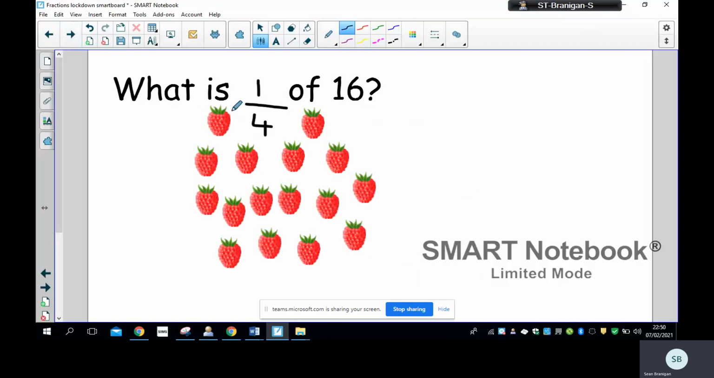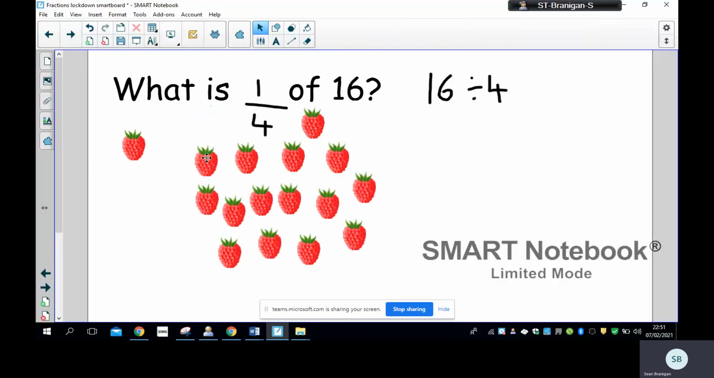Have a look at another example. What is 1/4 of 16? Hopefully you're picking up the idea of it now. So I've got 16 raspberries, and I've got to split them into 4 equal groups. So it will be 16 divided into 4 equal groups, and I've got to work out how many is in one. So let's start by putting them into 4 equal groups.